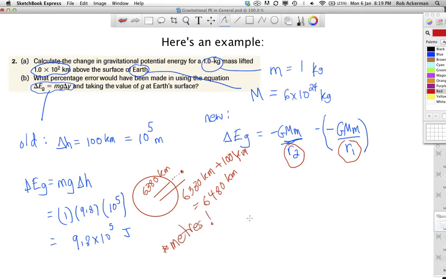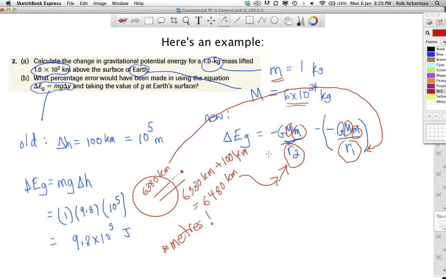So what are you going to do here? You're going to plug in for R2 the final value of 6480 and tack on 3 zeros. 6380 is going to go in for your first value. The mass of 1 kilogram is still needed. That's little m, the object you are lifting. And of course, big M is going to be the mass of Earth, which we wrote over here, 6 times 10 to the 24 kilos.